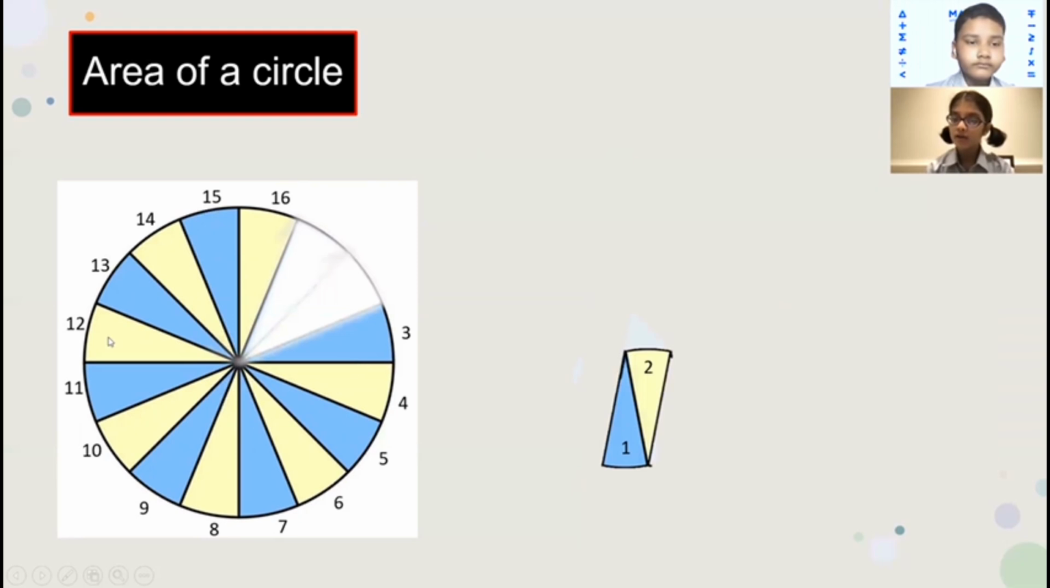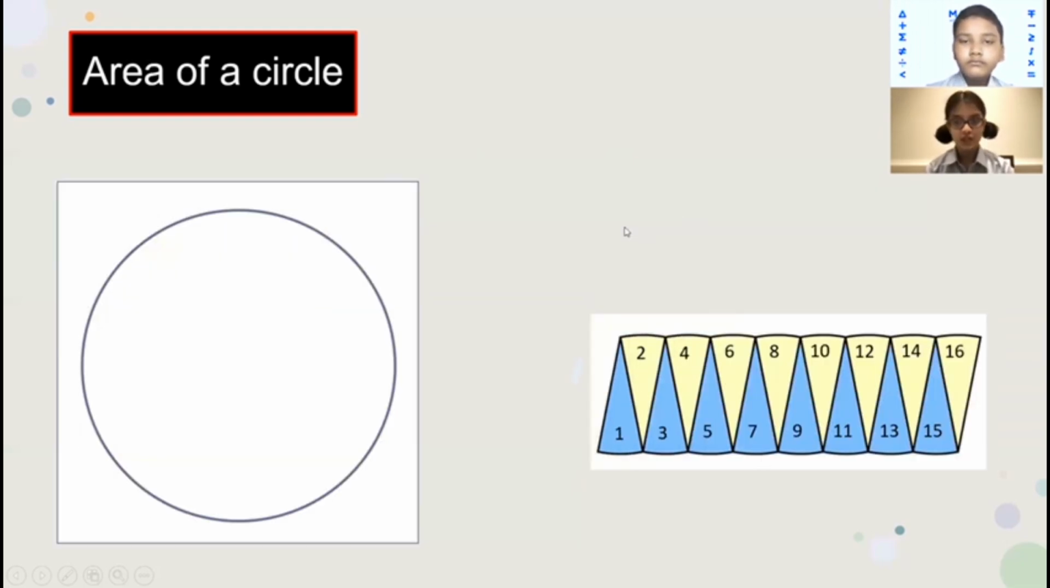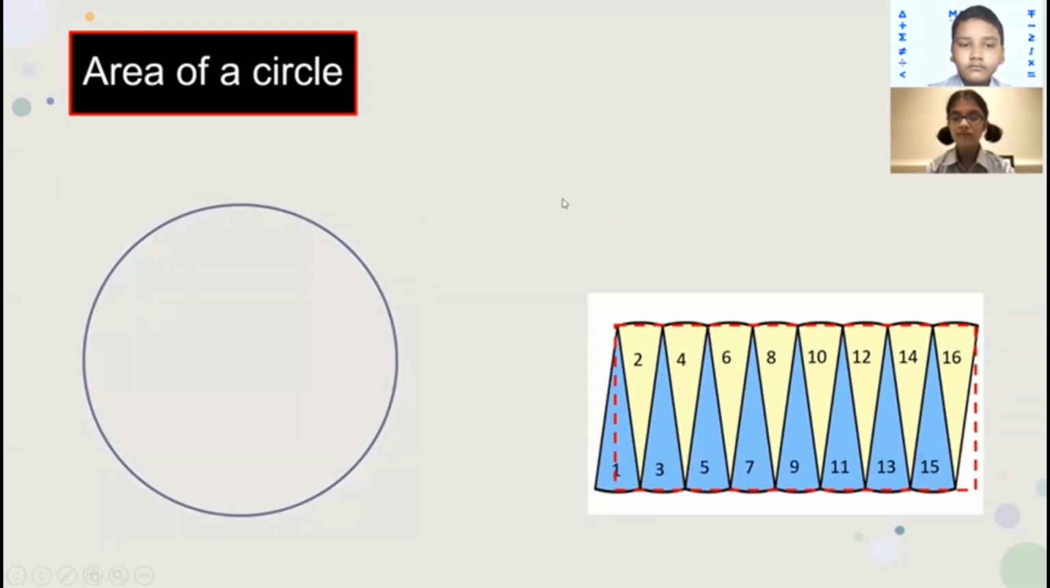If I bring all of them and keep them on the right, we get a parallelogram which can be adjusted into a rectangle by shifting half of sector 1 from the left end to the right end. So what we can see is that the circumference of the circle has been divided into two equal parts: 1, 3 up to 15 at the bottom and 2, 4 up to 16 at the top.